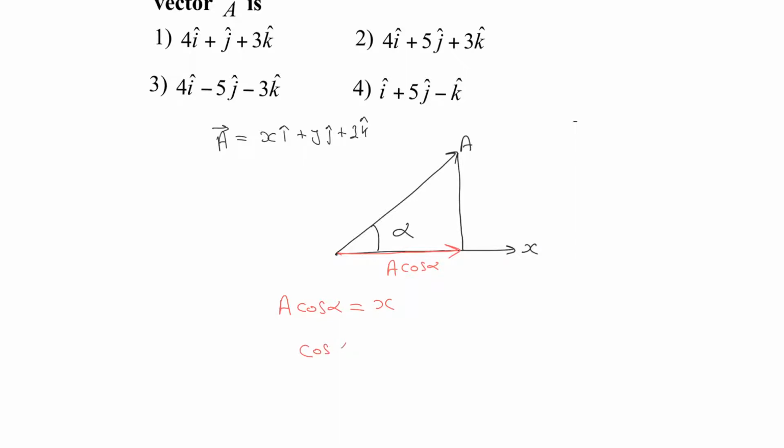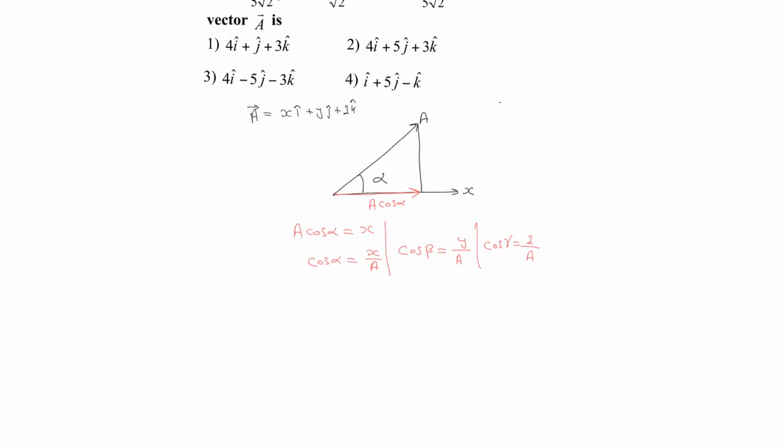So we can write that cos alpha is equal to x divided by a. This cos alpha is known as its direction cosine. Similarly, if the vector makes an angle beta with the y-axis, its direction cosine is cos beta, which is y divided by a. In the same way, cos gamma is equal to its z component divided by a.